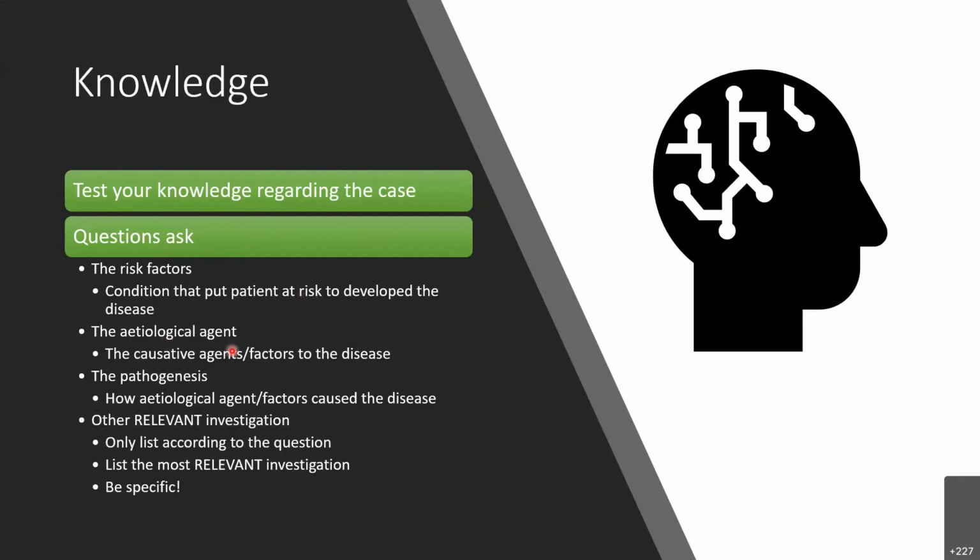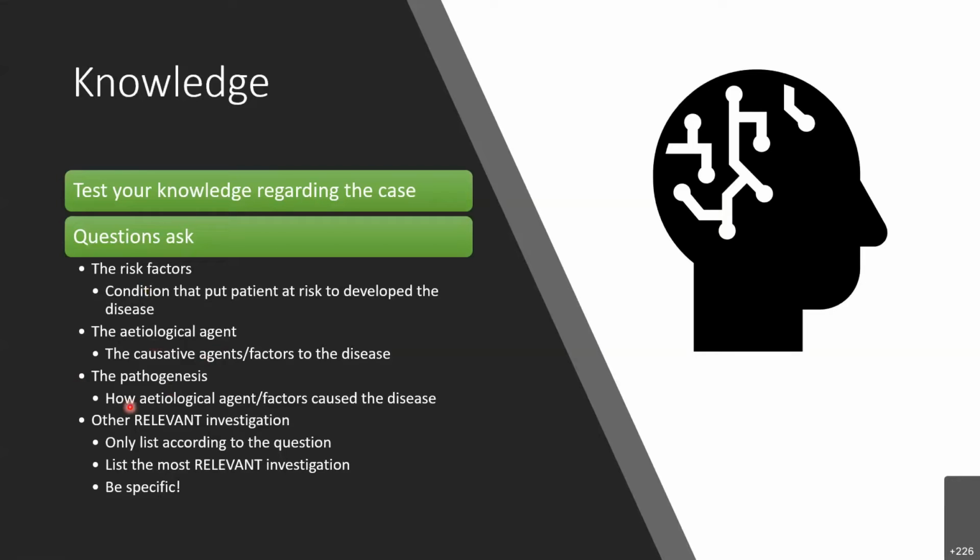And next, the etiological agent. The etiological agent is usually the causative agent or factor that is causing the disease. For example, in pulmonary tuberculosis, the etiological agent is Mycobacterium tuberculosis. But bear in mind, sometimes a disease might have a lot of risk factors or a lot of etiological agents. So it depends from question to question, on how many the question asks you to give. So you give according to the question.